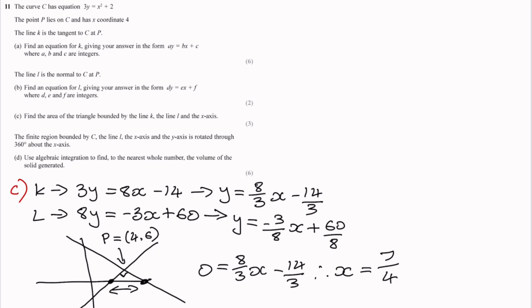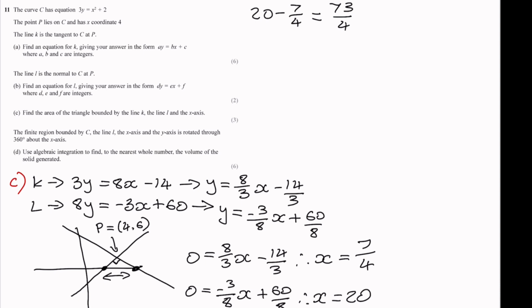Now if I do the same thing for this second line, put y equal to 0, which will find me this coordinate here: 0 is equal to minus 3 over 8x plus 60 over 8. And if I rearrange that, I will find that x is equal to 20. So therefore the difference between this point and this point is 20 subtract 7 over 4, which gives me 73 over 4, and therefore that is the base of my triangle.